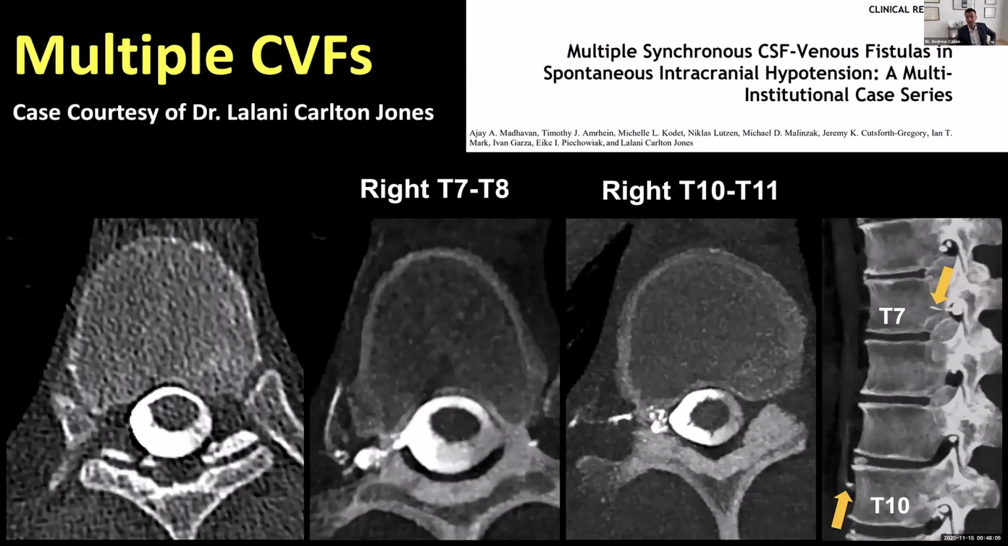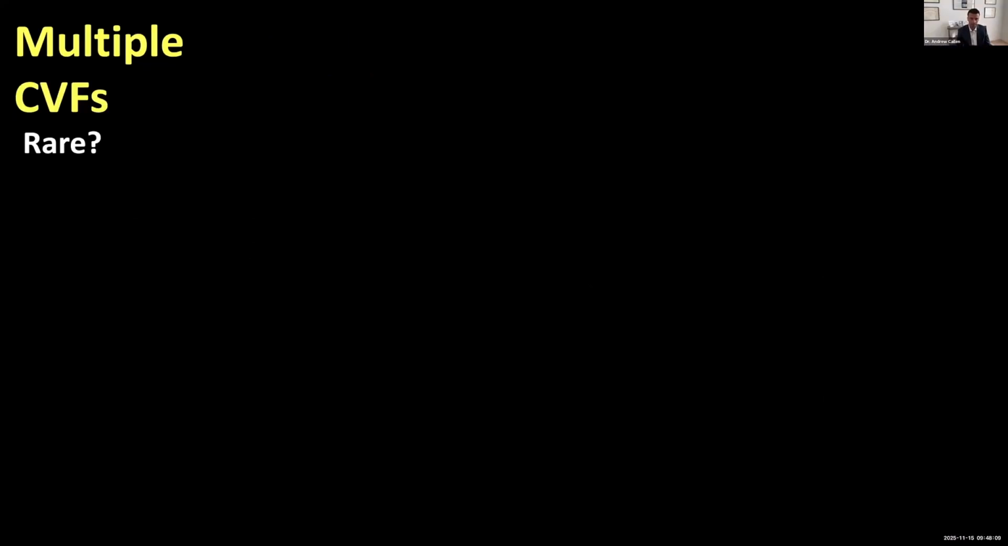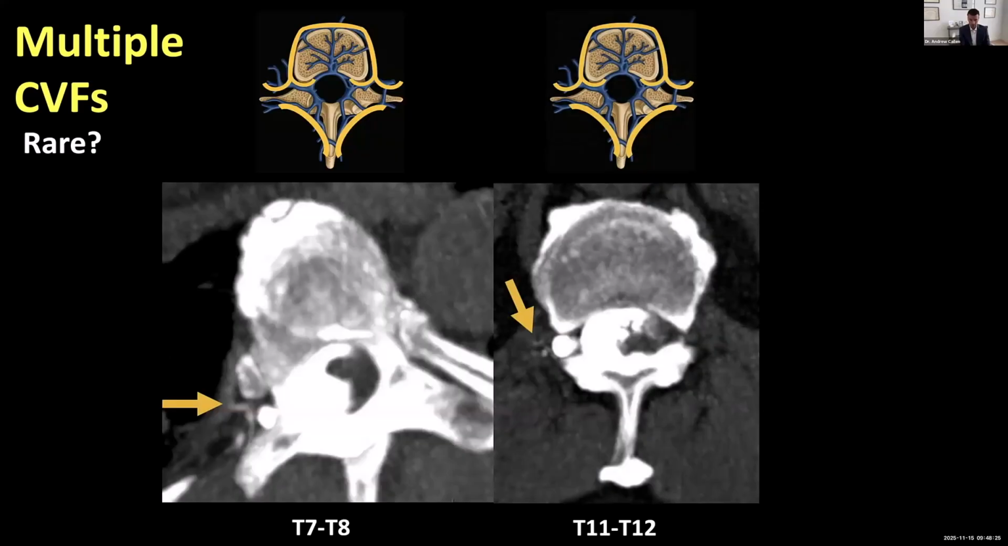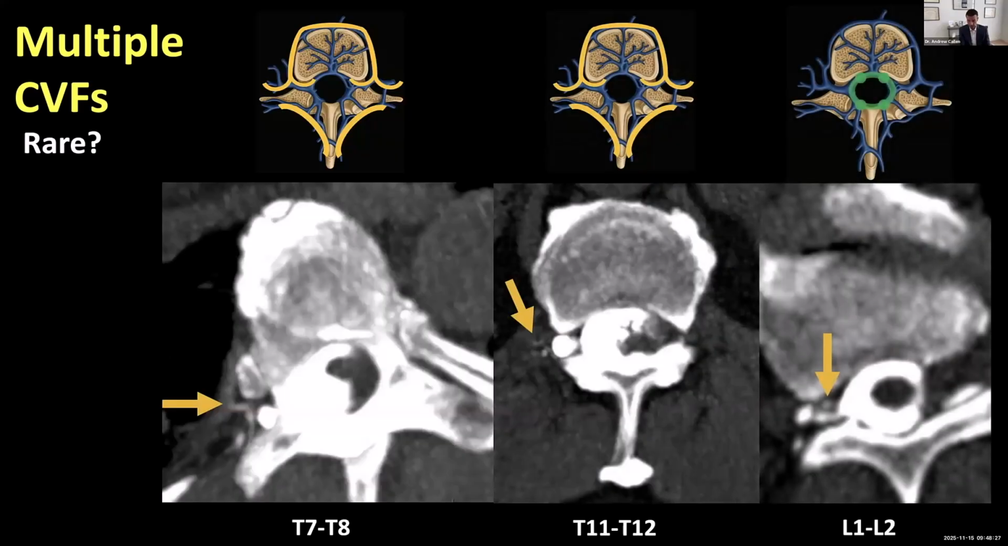So in this patient here, they had multiple fistulas. Here's the right T7-8 and right T10-11. And this is thought to be sort of a rare phenomenon, but the more you do this work, the more you will find. Here's an example from one of our patients. This patient had a fistula at T7-8 with that external epidural venous plexus draining into the paraspinal vein, and also at T11-12, and also at L1-2 into the sort of internal epidural venous plexus.